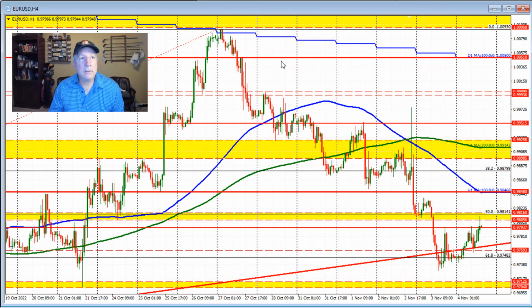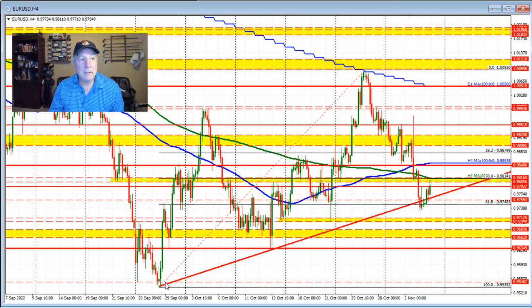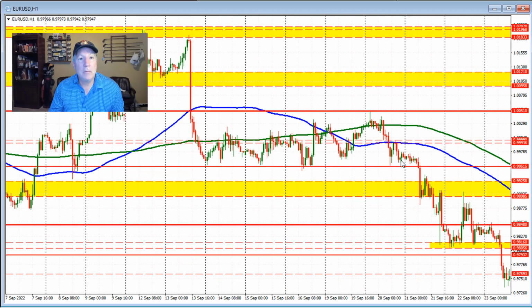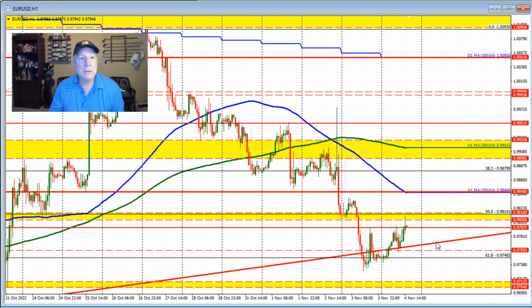Looking at the hourly chart of the euro versus US dollar, actually I'm going to put it to the 4-hour chart because this trend line cuts across here, and we fell below that trend line in trading yesterday and then rallied back higher here, before falling off back to the downside and closing below that trend line. That was a more bearish bias, but as you can see, the price has moved back above that trend line in trading today.